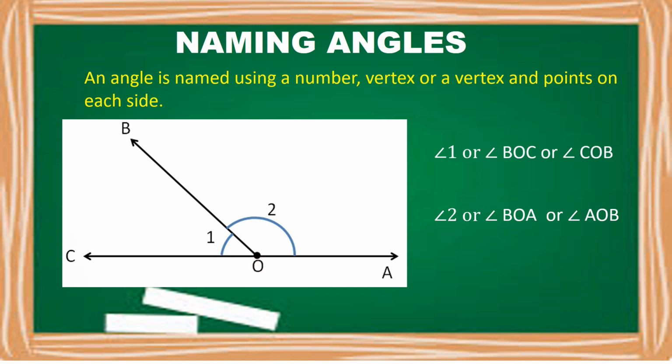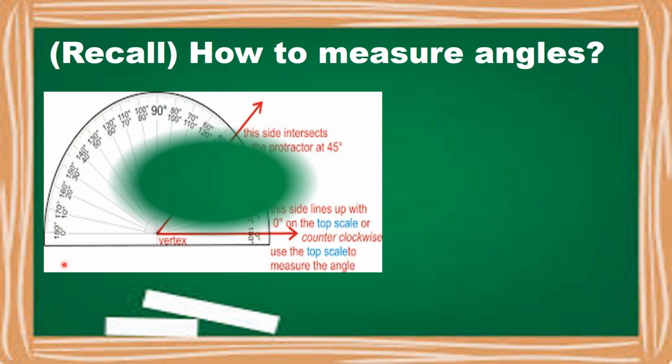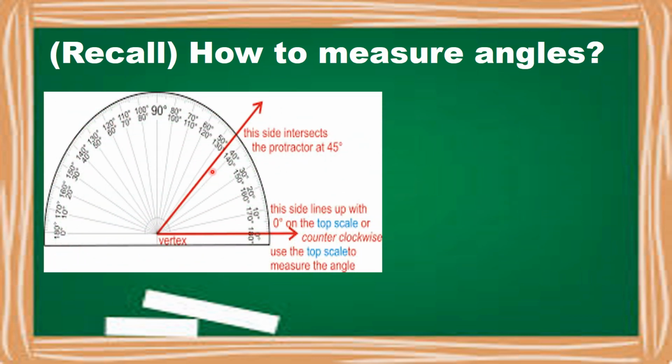So let's recall measuring angles. Recall, this is a protractor. This is an instrument used in measuring angles, and the unit is degree or degrees. Now, this is the angle that we are going to measure. If you observe here, this side of an angle is aligned with 0. Look at the top scale. You always look at the 0.